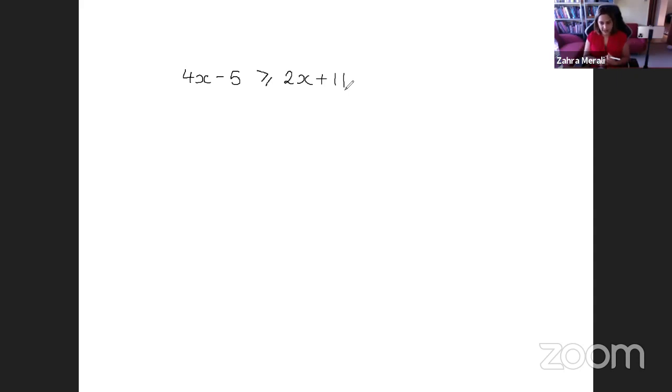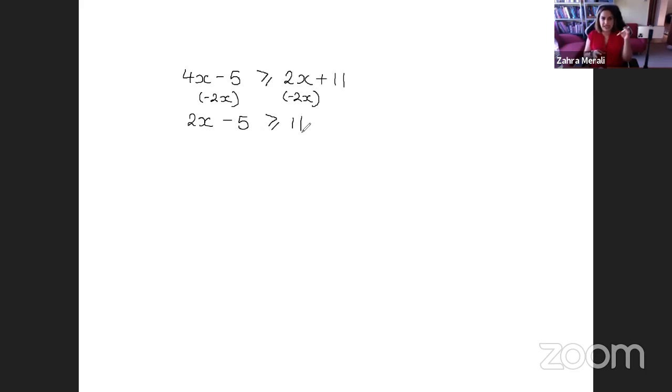So if you have 4x minus 5 is bigger than or equal to 2x plus 11. So we're going to solve this and put the answer onto a number line. So first things first, we want all the x's on one side. I usually choose the side with the most amount of x's, so you don't end up with negatives because they're just annoying. So we're going to put everything onto the left. So I'm going to minus 2x from this side, minus 2x from this side. So that's going to give me 2x minus 5 is bigger than or equal to 11.